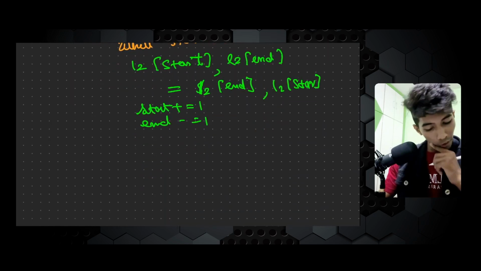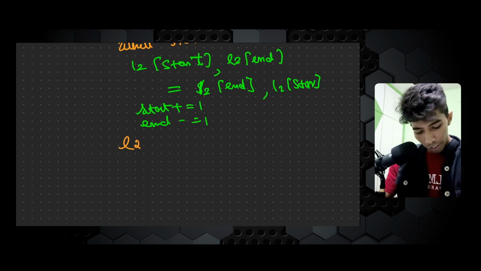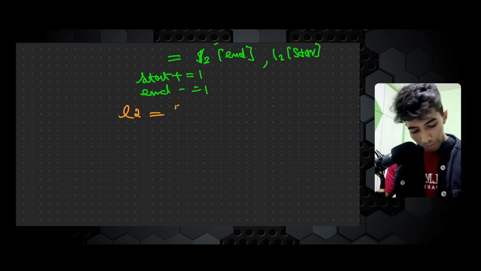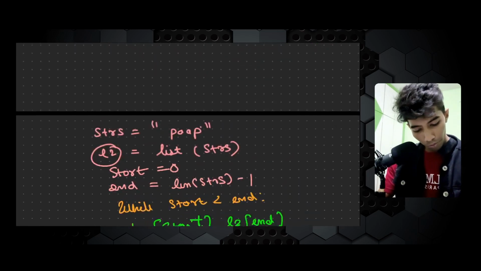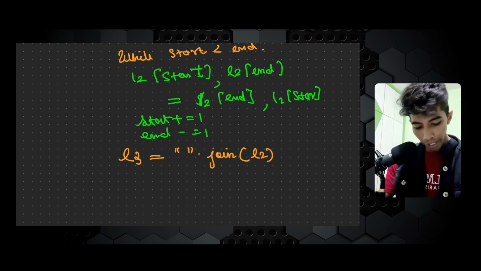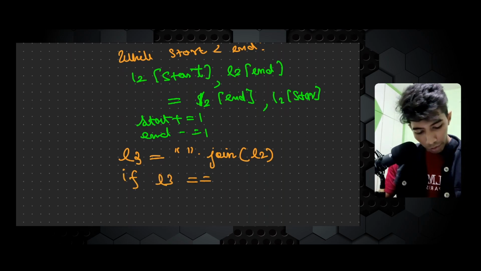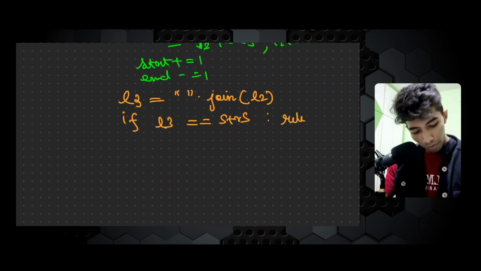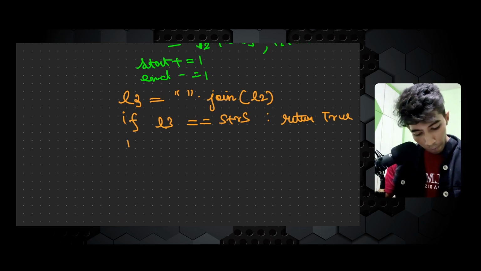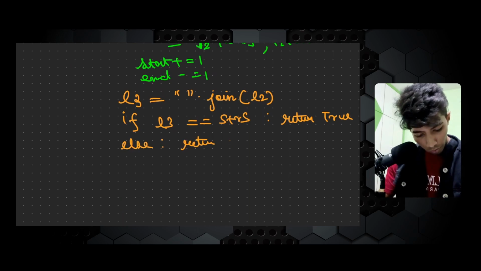How can you convert this? I will just write it like this: I will pass the value with dot join, and here I will write the name of the list, which is L2. Okay, this is L2. Let me give a new variable like L3. Now I will check: if my L3 is equal to the string which I passed previously, then return true. Else, if it is not equal, then you have to return false.